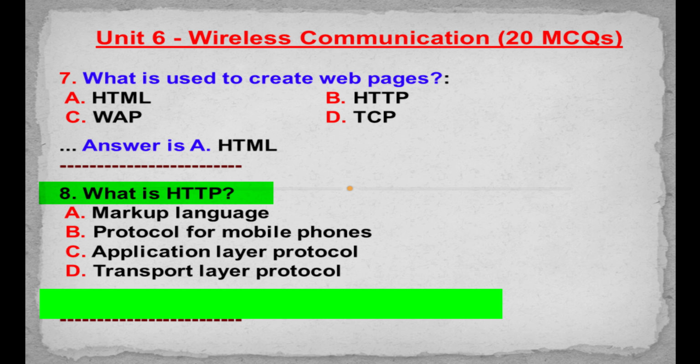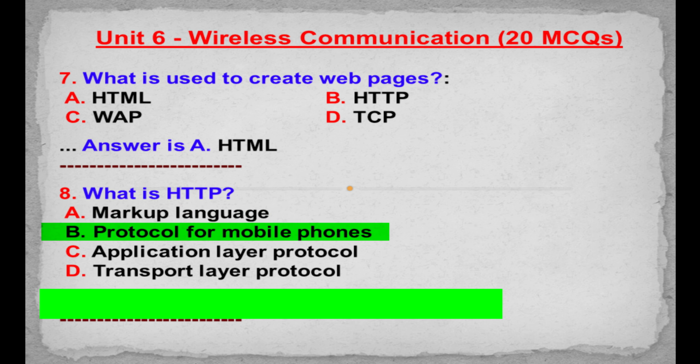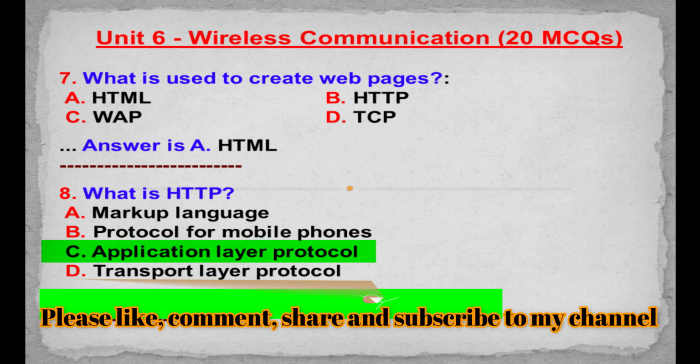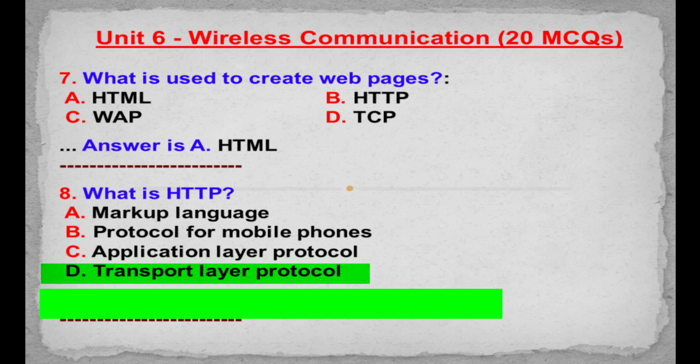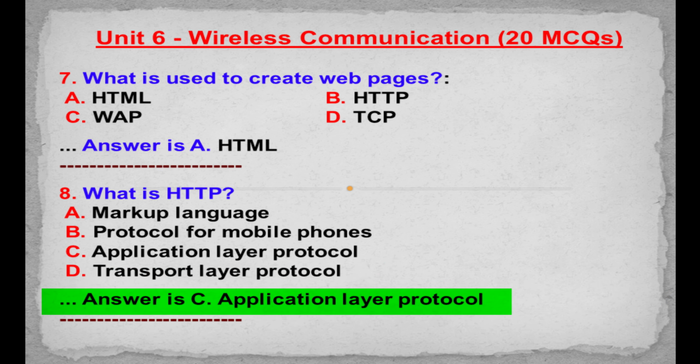MCQs number 8. What is HTTP? Option A, markup language. Option B, protocol for mobile phones. Option C, application layer protocol. Option D, transport layer protocol. Correct answer is option C, application layer protocol.